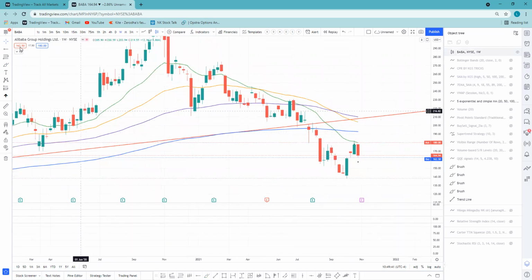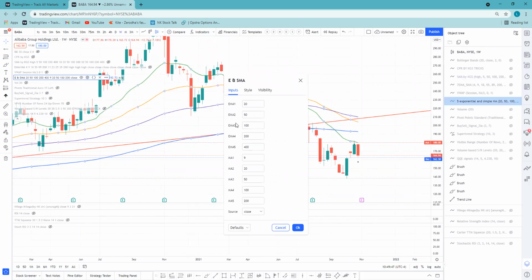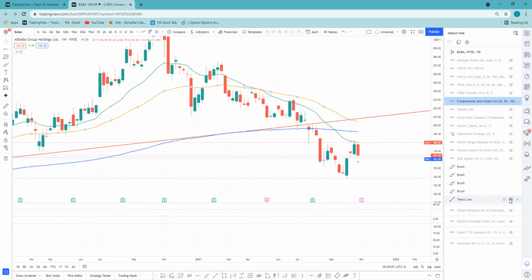I'm just going to cancel some of the averages here. I'm just going to remove the 100. So I have 20, 50, 200 and 400. I'm going to put this trend line on hold. So if you see, this is the weekly time frame.